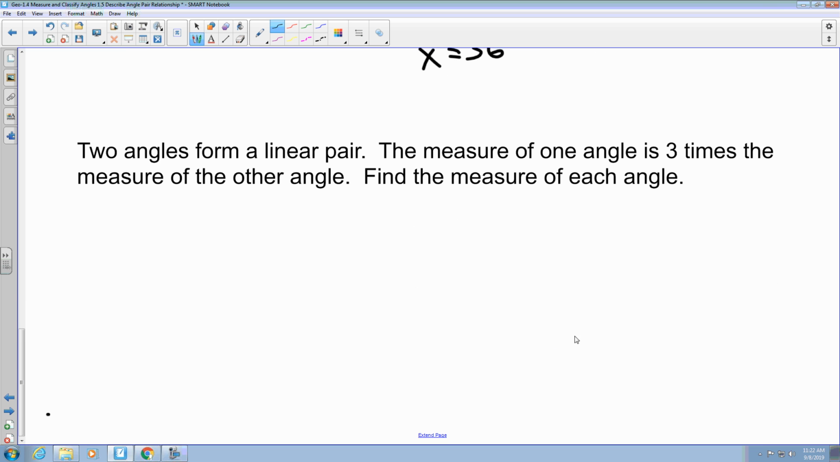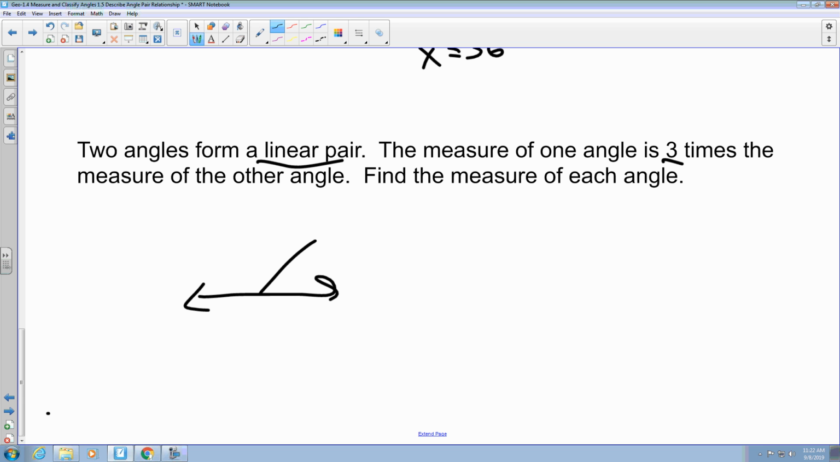Last example, it says we have two angles that form a linear pair. The measure of one angle is 3 times the measure of the other angle. They want us to find the measure of each angle. So we go here, linear pair, 3 times. So we got our linear pair right here. We know that the linear pair is going to measure out as a sum of 180. We don't know what this measurement is, but all we know is whatever that measurement is, it's 3 times as much as the other angle.